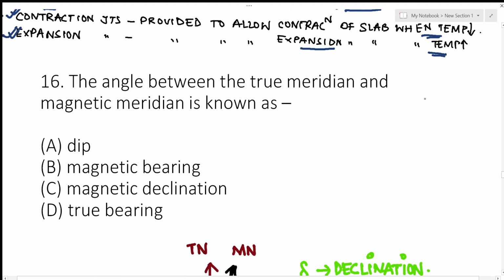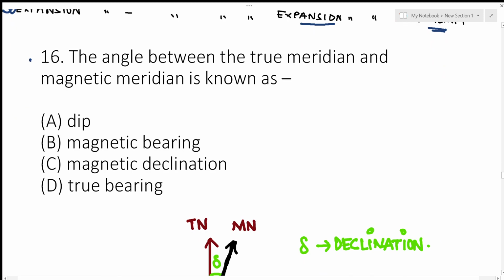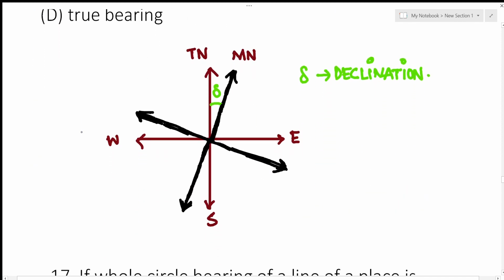Now the next question is the angle between true meridian and magnetic meridian, which is known as the magnetic declination. A very easy question. Now this is the true meridian and this is the magnetic meridian, marked in black, and the true meridian is marked in red. Declination can be towards east or towards west. When the magnetic meridian is towards the east of the true meridian, it is known as declination east, and when it is towards west, it is known as declination west.